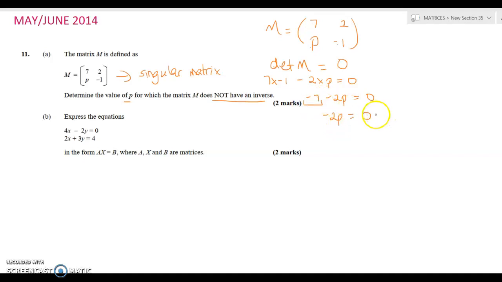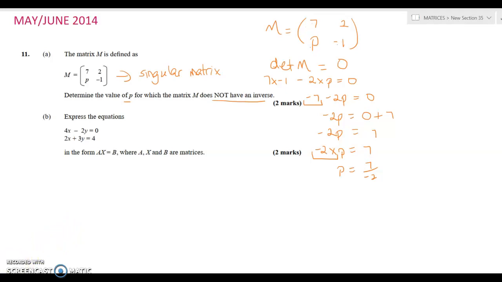Opposite of taking away 7 will be addition of 7. So you have minus 2p is equal to 7. So minus 2 times p equals 7. So p is equal to 7 over minus 2. Opposite of multiplying by minus 2, we do division by minus 2. So p is 7 over minus 2. You can leave your answer as a fraction.